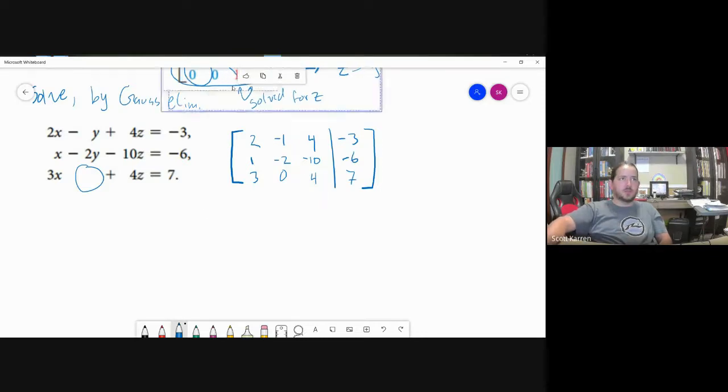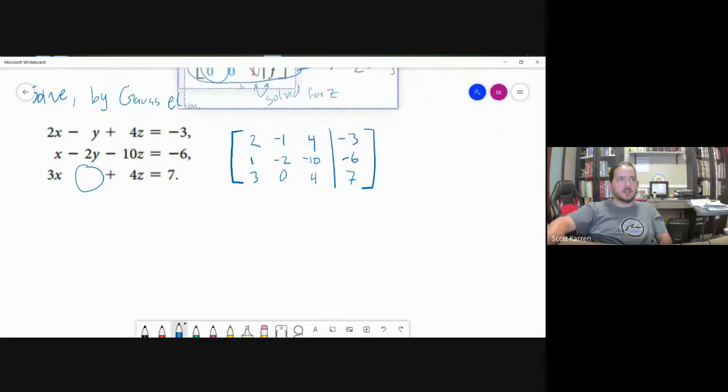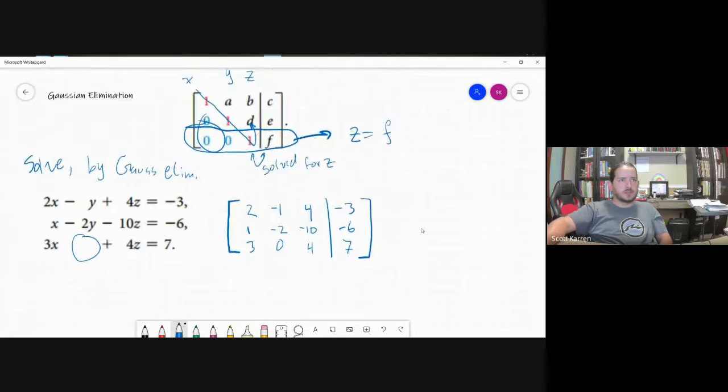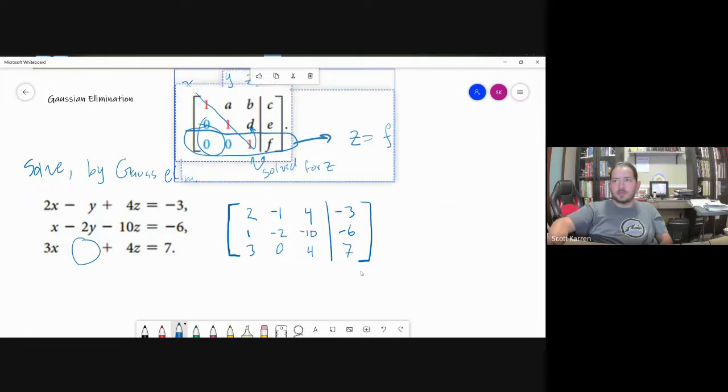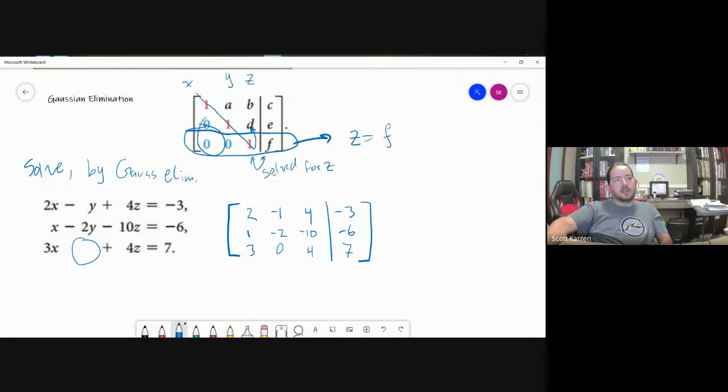Now, again, the point was to get these guys here to be 0, right? I want those to end up being 0, and then I'll want to try to get ones down the column. So the method that I'm going to use is to try to get a 1 in that spot, right?